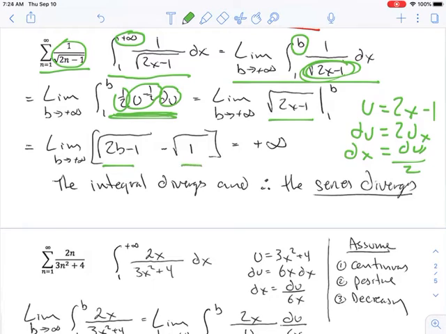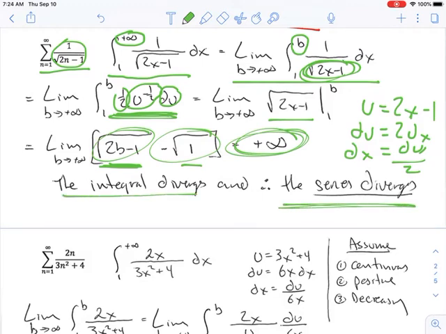Now, as b is approaching infinity, the square root function is an increasing function. It's increasing over its entire domain to infinity. So as b is getting infinitely large, this is continuing to increase and increase towards infinity. If either one of these terms is approaching infinity, the whole thing is approaching infinity. And so it's infinity, and therefore the integral diverges. And since the integral diverges, the series also diverges.